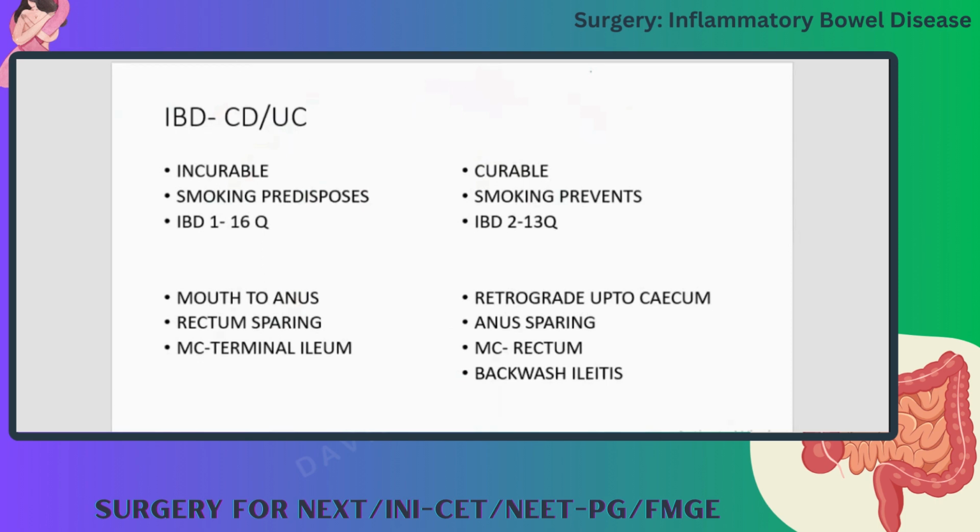You are with me? Everybody listening? Yes, sir, listening. This is a little important. Crohn's disease is an incurable disease. Smoking predisposes it. Inflammatory bowel disease 1, the chromosome is 16q. These are not important, but ulcerative colitis is a curable disease. Smoking prevents it. This is the only disease where smoking prevents it. We can advise the patient to smoke to prevent ulcerative colitis. And inflammatory bowel disease 2, the gene is on 13q.